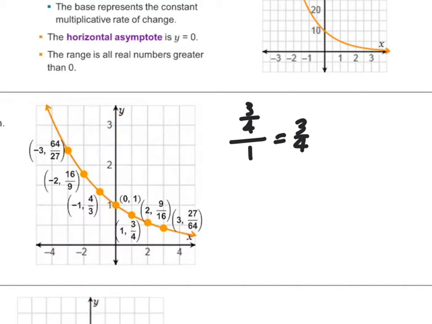Now I could do the same thing. I could take 9/16 and divide it by 3/4. Let's see what we get there. If I do 9/16 and divide that by 3/4, okay?